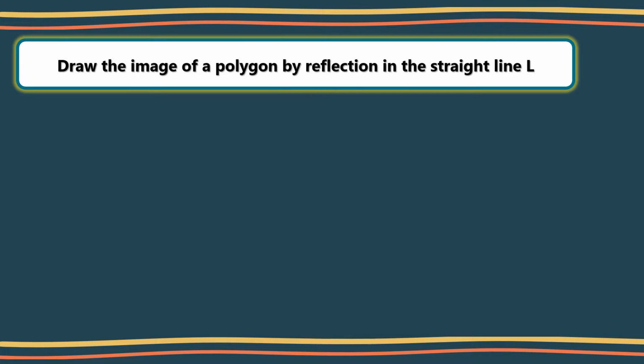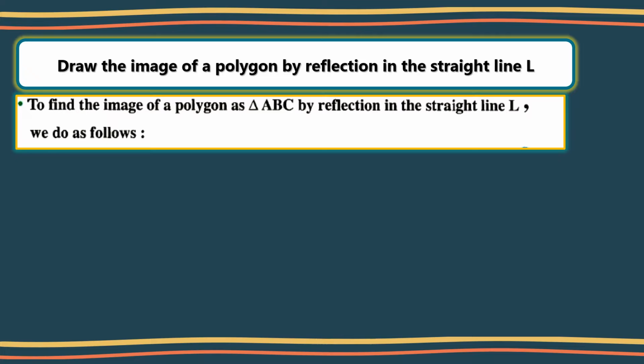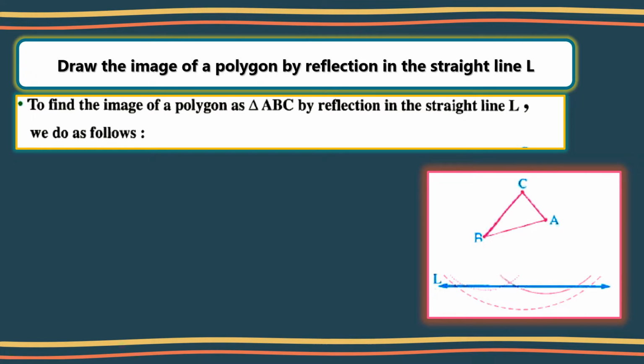Draw the image of the polygon by reflection in the straight line L. With the same previous example, we do all the steps from points A, B, C. To find the image of the polygon, triangle ABC, by reflection in the straight line L, we do as follows. This is a straight line L and point A. Also, I make an arc that cuts straight line L, and from this point I make an arc from point B. From point C also I open the compass and make an arc.